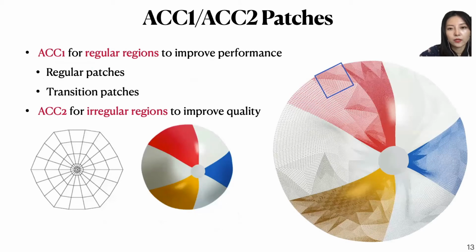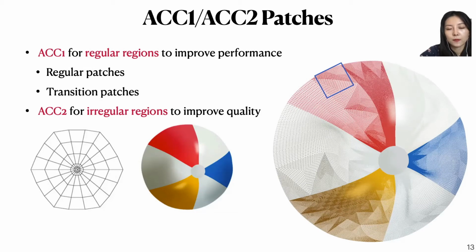So our strategy is like a hybrid solution. For each regular face in the mesh, a bicubic ACC1 patch is constructed. These patches reproduce the Catmull-Clark limit surface exactly. ACC1 patches contain regular patches and special transitional patches.